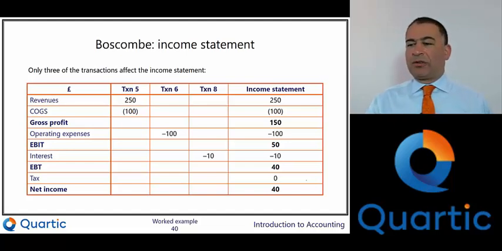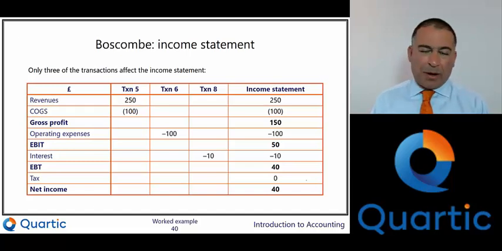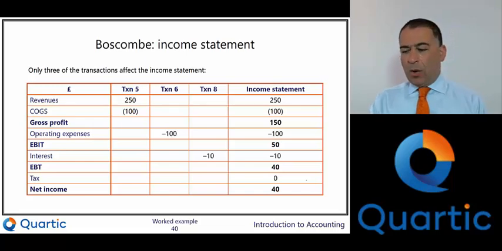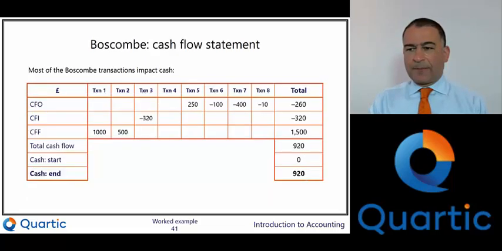So we've got 250 revenues, 100 COGS, that's gross profit 150. The operating expenses of 100 for the shop assistant takes us down to 50 earnings before interest and tax. £10 interest takes it down to 40 earnings before tax. We didn't have to worry about tax, thankfully, which leaves us with 40 net income. What about the cash flow statement?